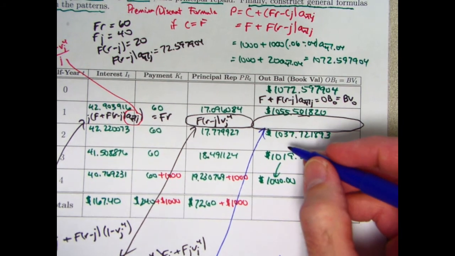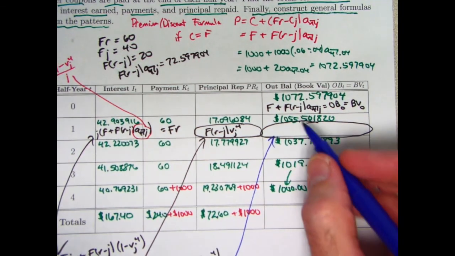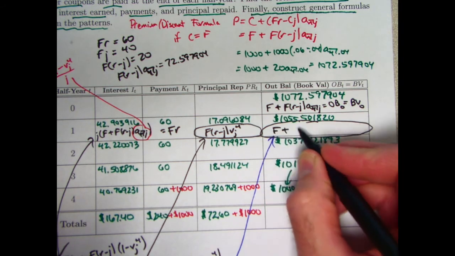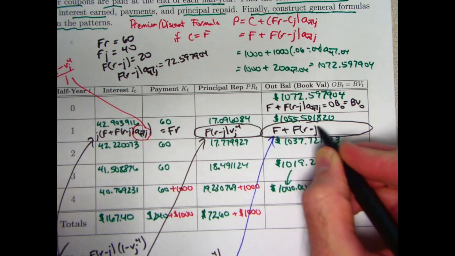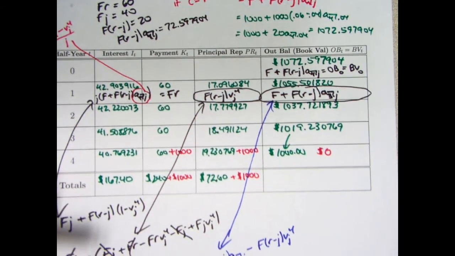Just as you would expect if you use the premium discount formula, rethinking about the bond here at time 1. We may want to confirm with the calculator that this is giving us the right thing. Let's do that.